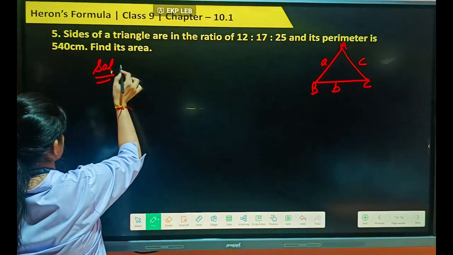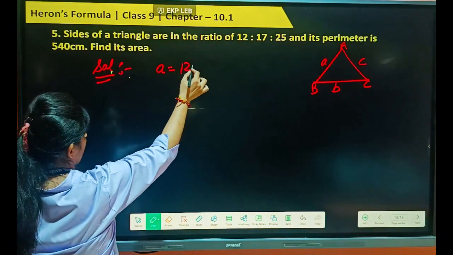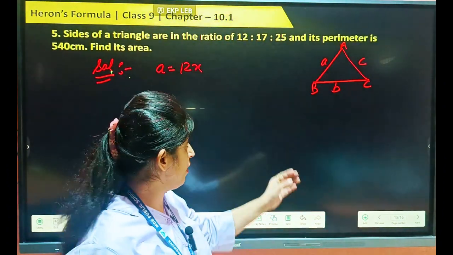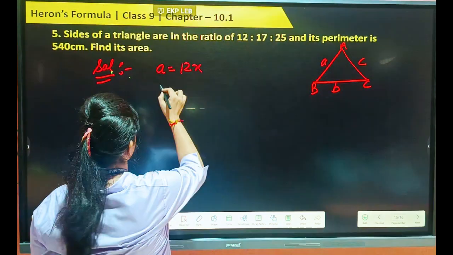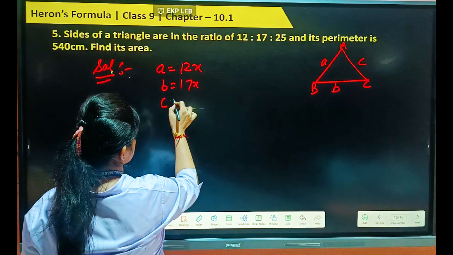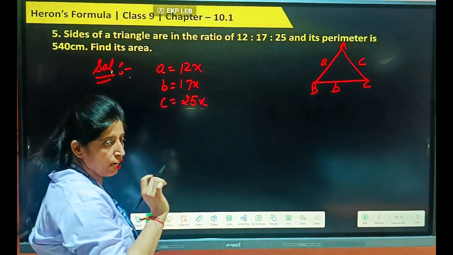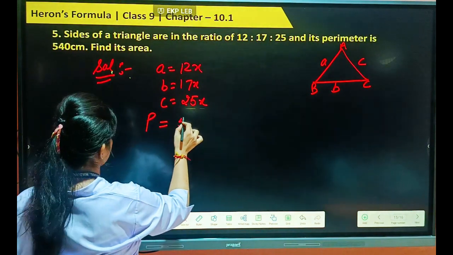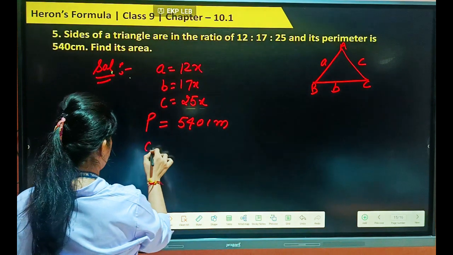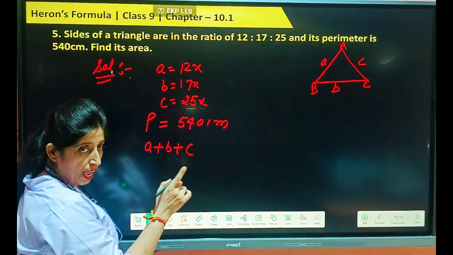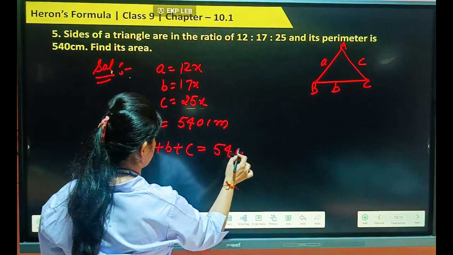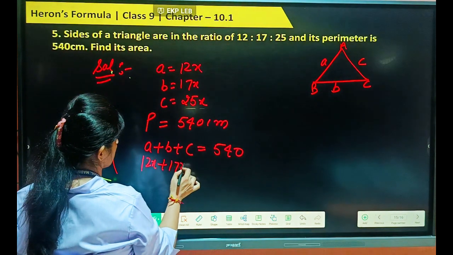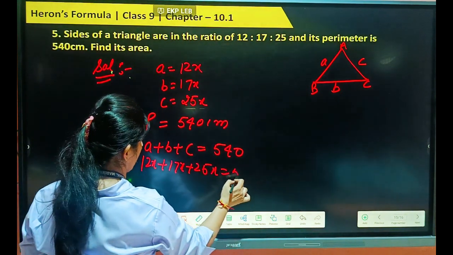We will write the first side a equal to 12x. We will take x with it because the ratio is given, so we take some x and let this be side a. And b is 17x and c is 25x. These are the sides of the triangle. The perimeter is given, that is 540 centimeter. And what is the perimeter of the triangle? Sum of all sides is equal to 540, that means 12x plus 17x plus 25x is equal to 540.